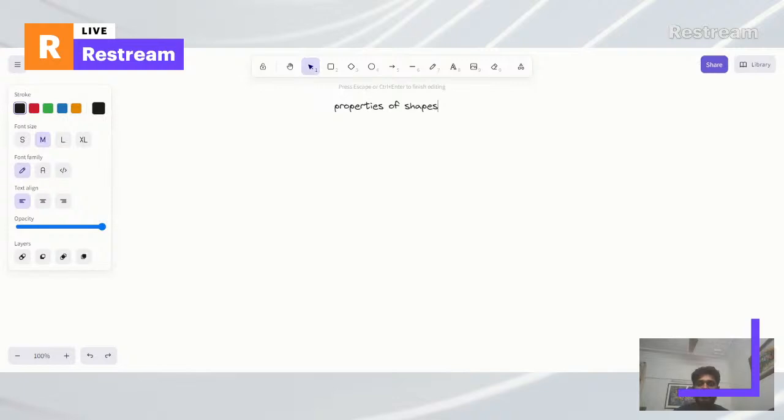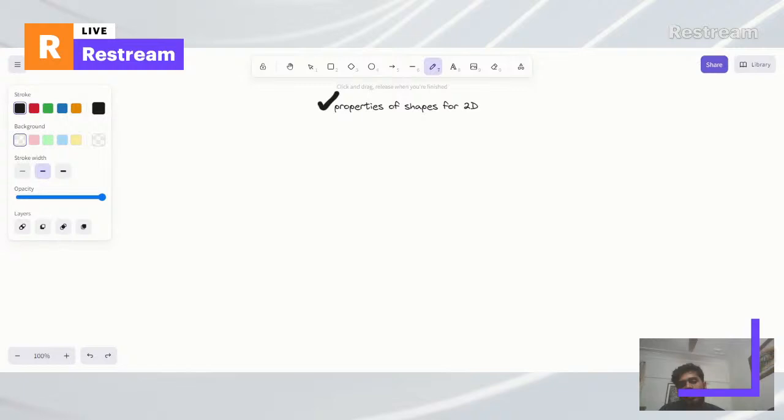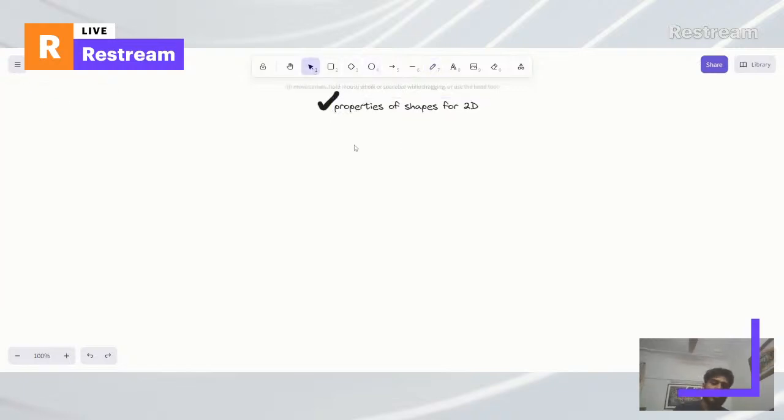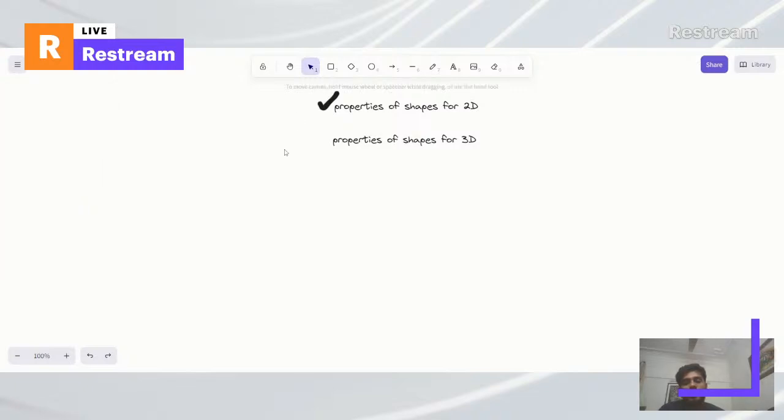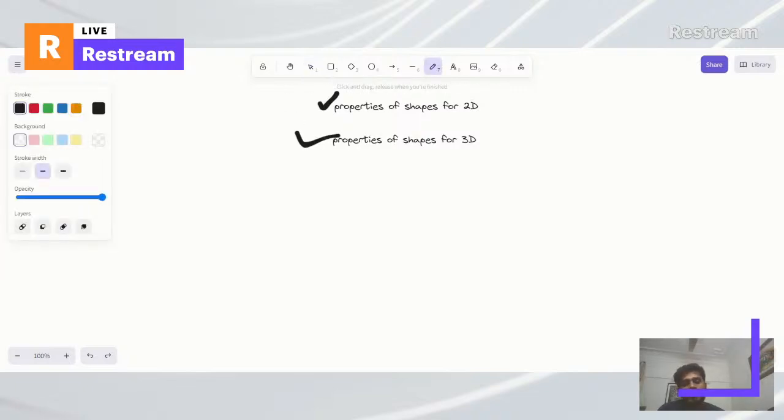Properties of shapes for 2D figures. We've done that. Now we are moving towards another topic which is similar to this one. However, it's a little bit different in that we're not going to talk about 2D figures anymore. We're just going to talk about 3D figures now, right? So it becomes increasingly easier for us to identify 3D figures and to work with 3D figures.